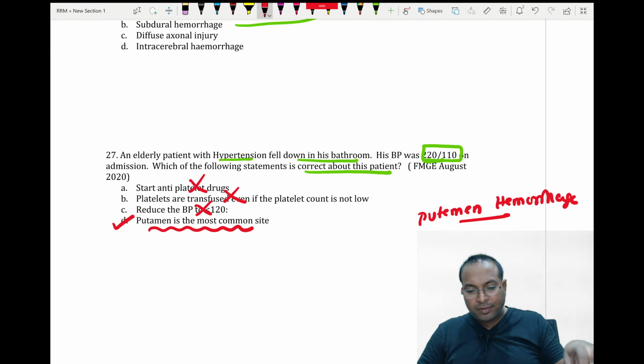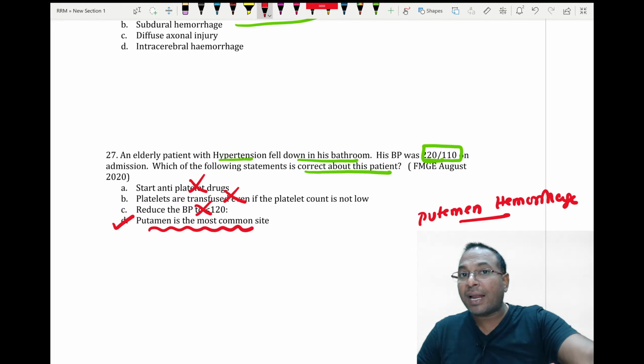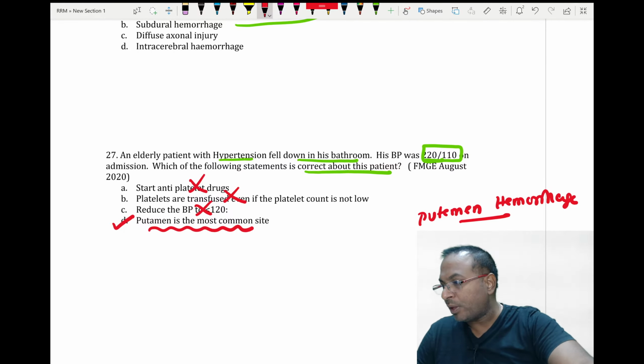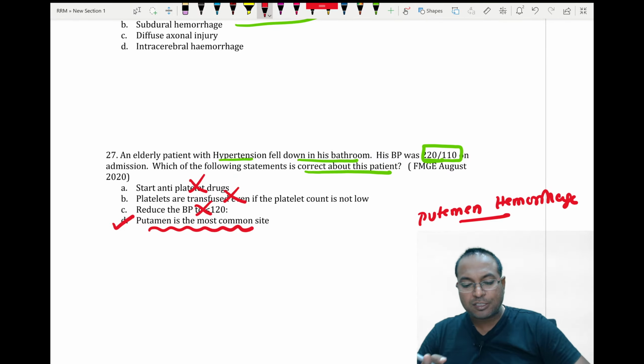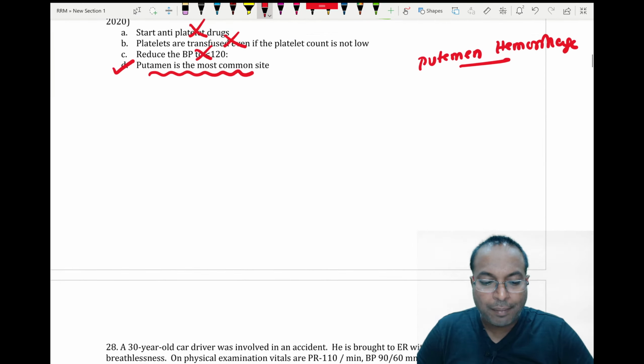Here the correct answer in this question is that putamen is a common site of bleeding in a hypertensive patient suddenly falling down. Okay, suddenly falling down, the patient will have putamen hemorrhage. We will reduce the BP, but the best answer here is that putamen is a common site of hemorrhage. Okay.